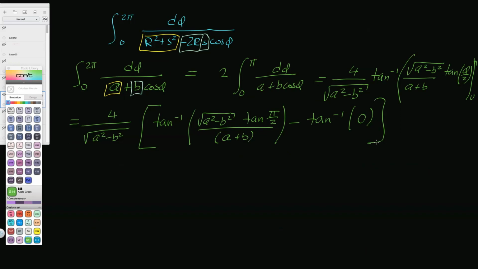Now, the tangent of pi over 2 is undefined, but the inverse tangent of undefined is just pi over 2, right? So this becomes the square root of a squared minus b squared times pi over 2. Okay, much nicer. And then we can write it one more time as 2 pi over the square root of a squared minus b squared.